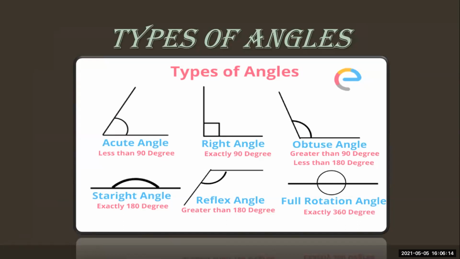Types of angle: acute angle, which is less than 90 degrees; right angle, which is neither less nor greater than 90 degrees, it should always be exactly 90 degrees; obtuse angle, which is greater than 90 degrees but also less than 180 degrees; straight angle, which is exactly 180 degrees; reflex angle, greater than 180 degrees; full rotation angle, exactly 360 degrees.